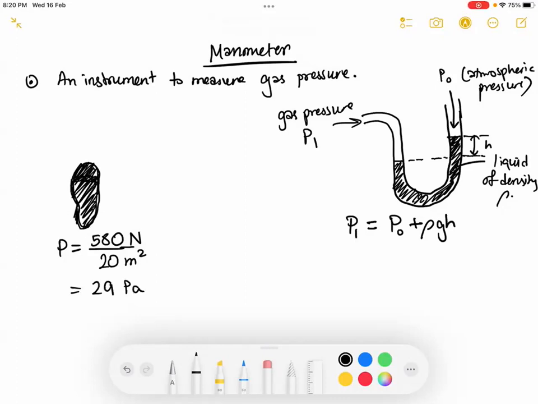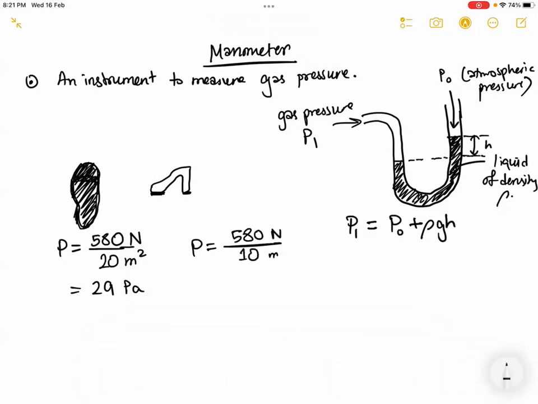Now, when you're wearing heels, so what does a heel look like, hopefully. The only area that is in contact with the sand is this much. That is a very small area. The force of your body, I mean the weight of your body, is still the same. So if you try to calculate the pressure, it's still 580 Newton, but the area is smaller. Let's say it's half of the flip-flop. And what do you get? 58 Pascal. That is so much higher than this one.